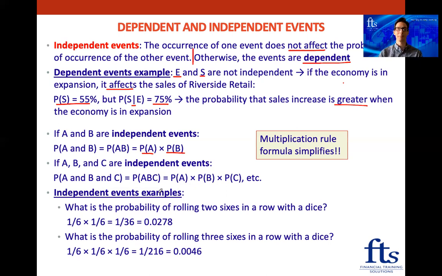So let's try some examples here. First of all, what is the probability of rolling two 6s in a row with a dice? These are independent events, because what was rolled before is not going to influence what is rolled now. So what's the probability of getting a 6 with the first roll? It's 1/6. And the probability of getting a 6 with the second roll? Also 1/6. So it comes out at 0.0278. In percent, that's 2.78%. So there's only a 2.78% chance of getting two 6s in a row.